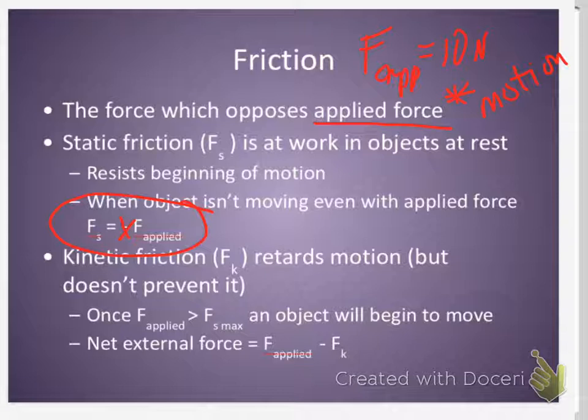Kinetic friction is the thing that retards motion. That means to slow it down, but it's not great enough to prevent it. And once the applied force exceeds what we talk about as the force of static friction max, that's when you have that break loose moment. That's when it starts to move. So then net external force is equal and opposite to the force of kinetic friction. Net external force, so not necessarily the force applied, but the net external force if there are no other forces in play. I'm sorry. Net external force is equal to the applied force minus the force of kinetic friction.